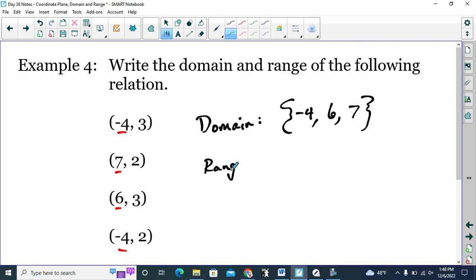And the range, we do the same thing, but we do it with the y values. My smallest y value is 2. I have another 2. I don't list it again. Next one's 3. I have another 3. I don't list it again.